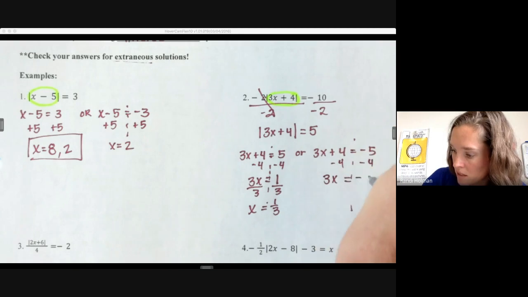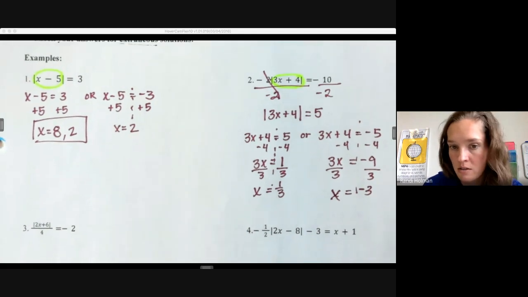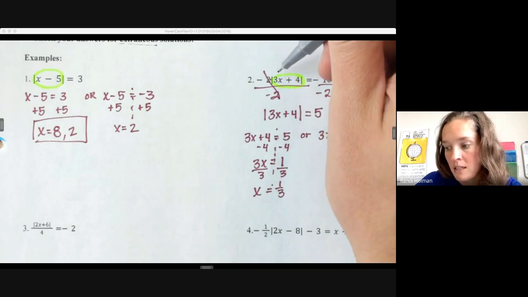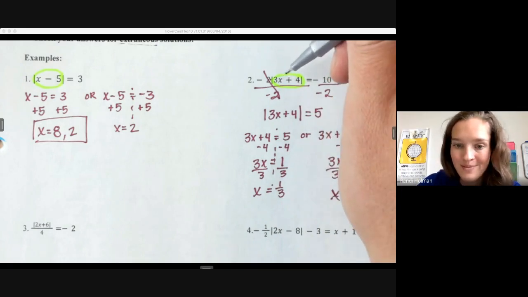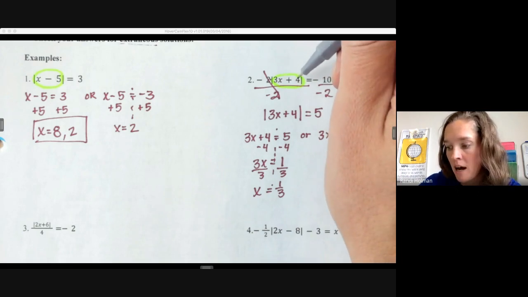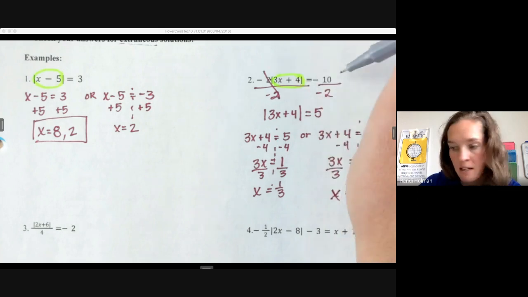3x equals -9, divided by 3, x equals -3. Okay. So again, let's go back and check our answers and see if they work. If I plug in a third, 3 times a third is 1. If you're not sure about that, check with your calculator. 1 plus 4 is 5. Absolute value of 5 is 5. 5 times negative 2 is 10.